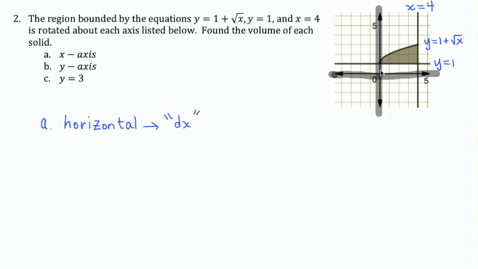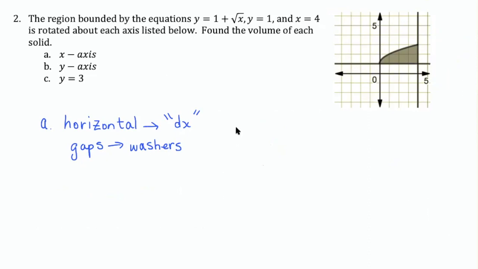And if we're rotating around the x-axis, is there a gap from the axis to the shape? And the answer is clearly yes. We've got this white space in there. So, because we do have gaps, we will be using washers. Our cross sections will look like donuts.